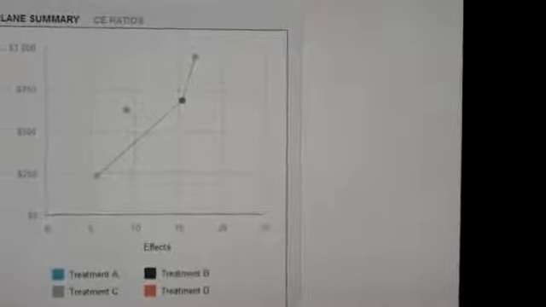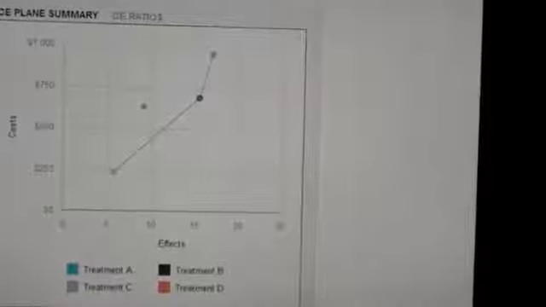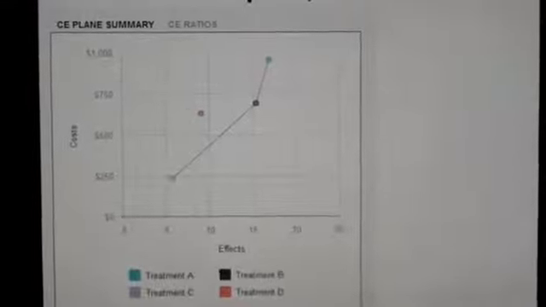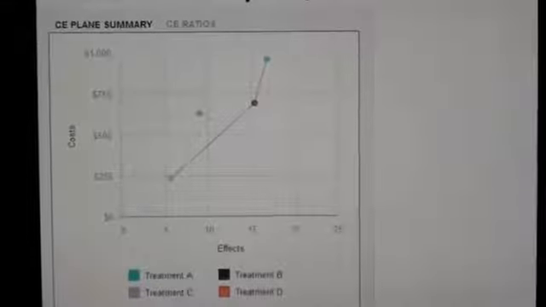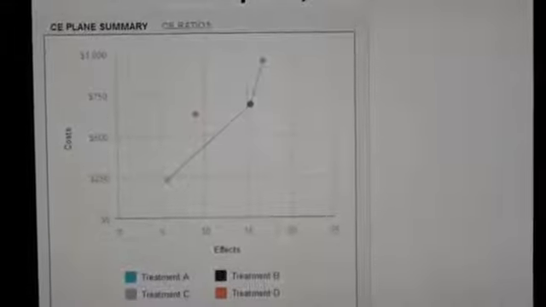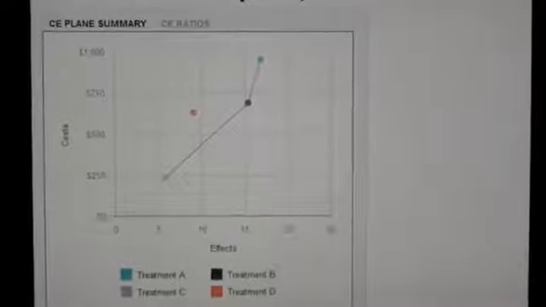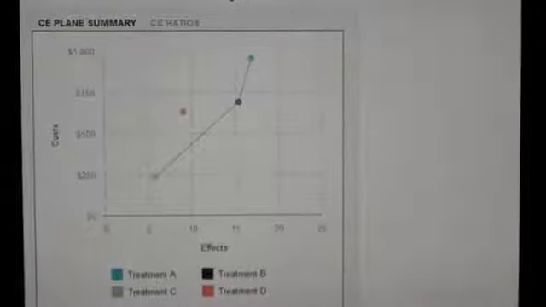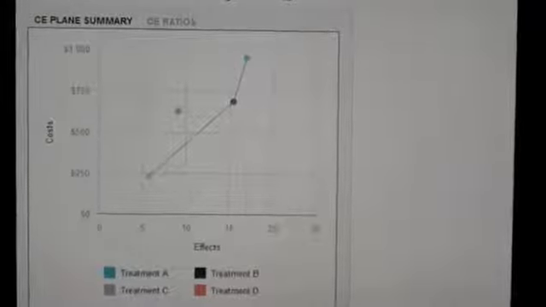So here we're actually calculating or plotting the ACER for drug A, B, C, and D on the plane. And because we do this, we can see once we join up the efficiency frontier, which is those drugs which have the most effect for the least cost, so those that are furthest to the right and bottom, we join them up to make a frontier.